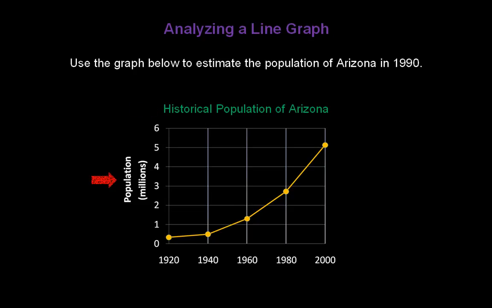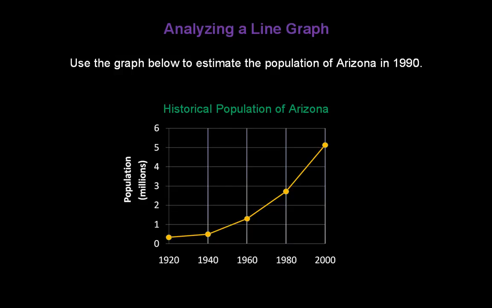On the left-hand side you should find a label for the vertical axis. It's the population in millions, and it goes from 0 all the way to 6 million at the top of the graph. Time will be along the horizontal or bottom axis in 20-year increments from 1920 to the year 2000.